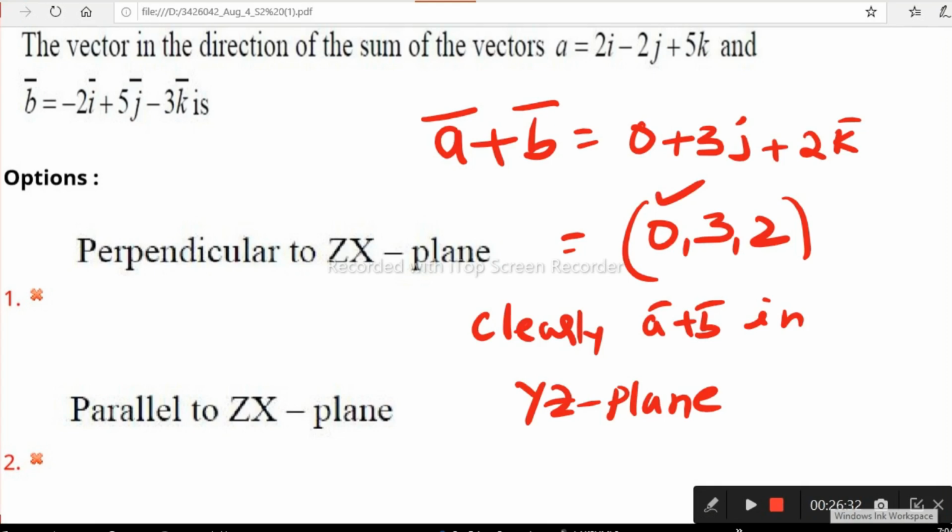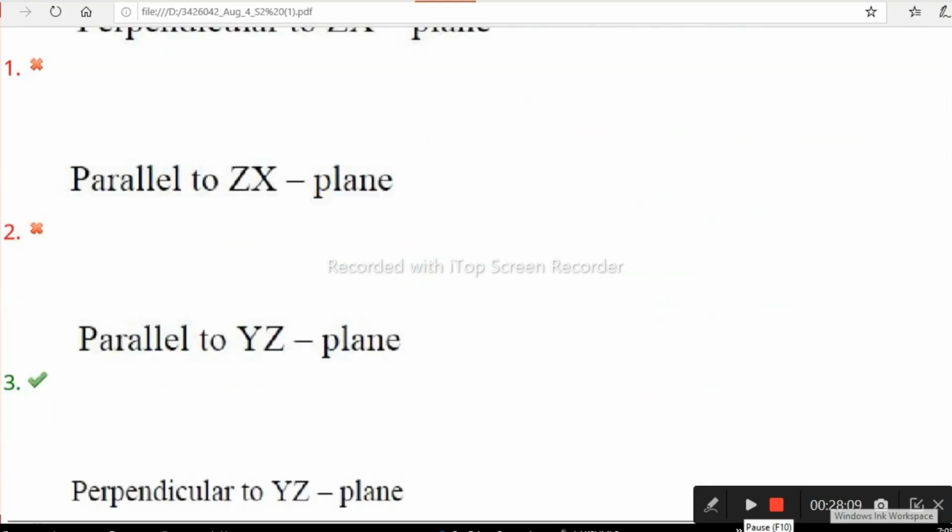Perpendicular to ZX plane is not correct. Parallel to ZX plane is not correct. First two options are not correct. Now what is the next option? We'll see now. What you recognize in A plus B, x coordinate is 0, na? X coordinate is 0. That's why it's parallel to YZ plane.